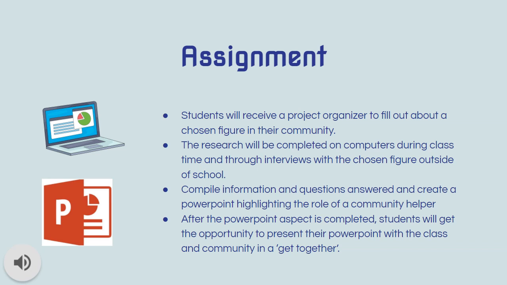To start things off, students will receive a project organizer to fill out about a chosen figure in their community. This is a simple questionnaire sheet which gives the basics of what their job is and goes into detail describing how their job plays an impact in the community and affects one another. To complete this questionnaire, the research will be completed on computers during class time and through interviews with the chosen figure outside of school. So within class time, students will do Google searches and other article searches learning about their chosen career and getting a better idea of it. And then with that information, the students will go and interview their chosen community helper and then get to understand how that person specifically helps their own community.